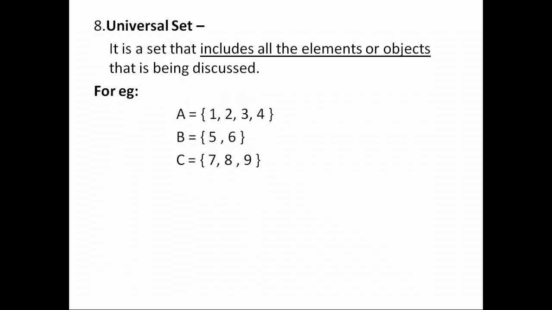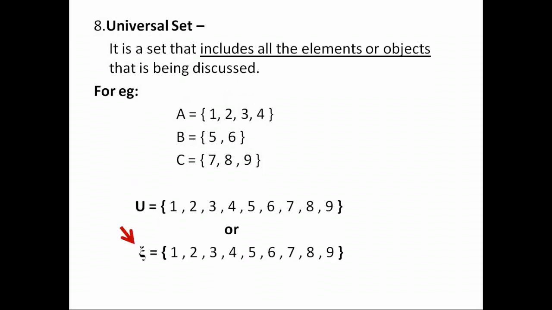So here, a set that will include all the elements will be a set like this, which includes 1, 2, 3, 4, 5, 6, 7, 8, 9. So this set will be called the universal set. And how do we write a universal set? We indicate a universal set using the symbol U, or we can use this symbol, which looks like E. Is that clear?